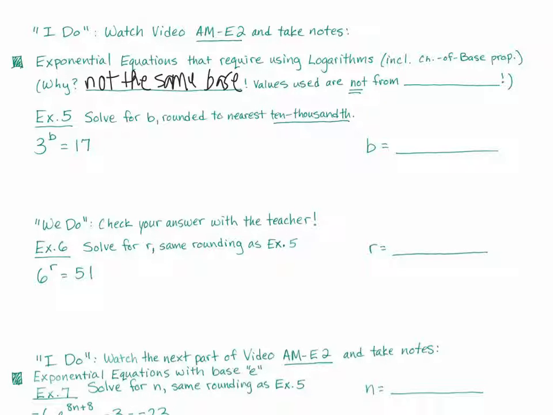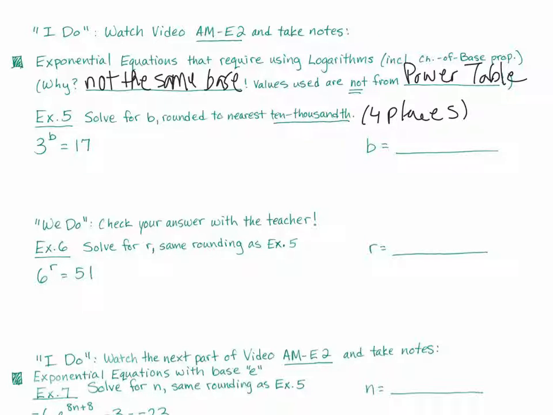And of course the values that you're going to see in these problems, one side might possibly be from the power table, but in general they are not both power table values that are related to each other. So keep that in mind. So for example 5 here, we need to solve for b, the instructions say, and we want to round to the nearest 10,000th. That's 4 places, just to remind you. 4 decimal places. Tenths, hundredths, thousandths, 10,000ths, 4 places.